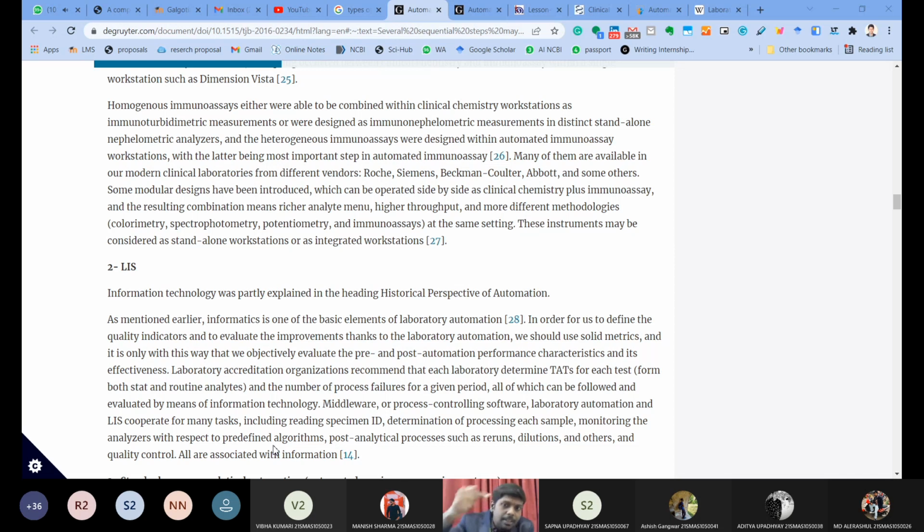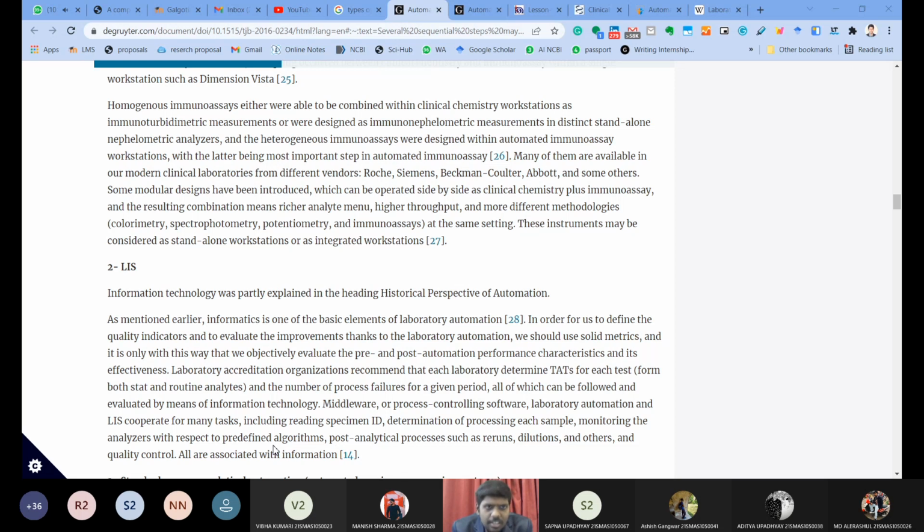So how are we tracking that? With the help of software. And one of the most commonly and extensively used software is LIS software. LIS stands for Laboratory Information System. With this LIS only, we will track all these things.